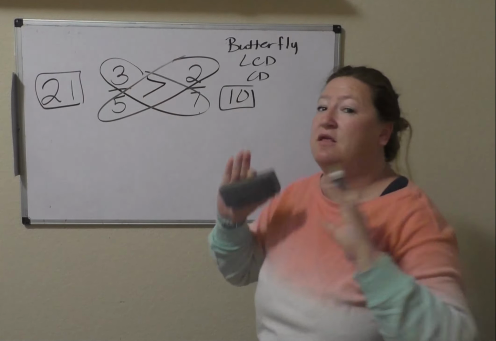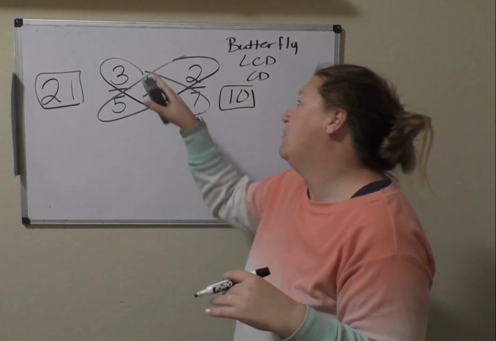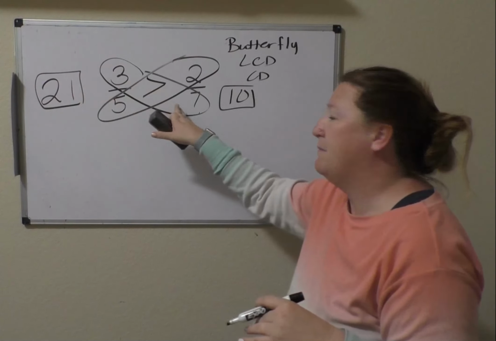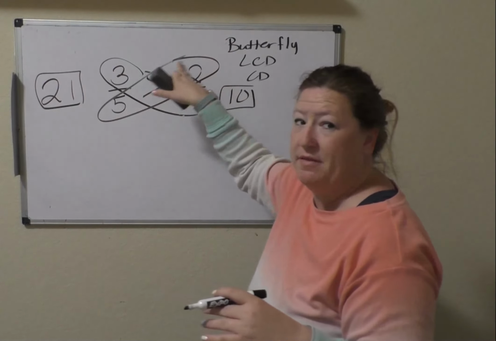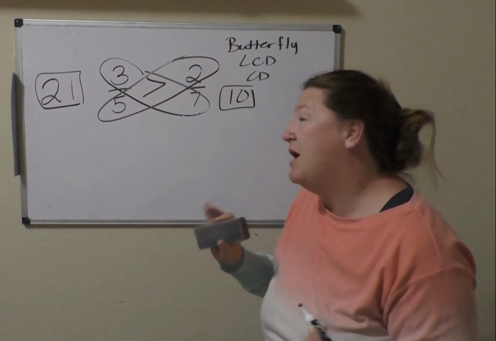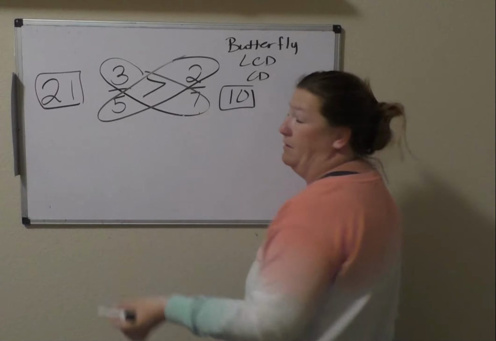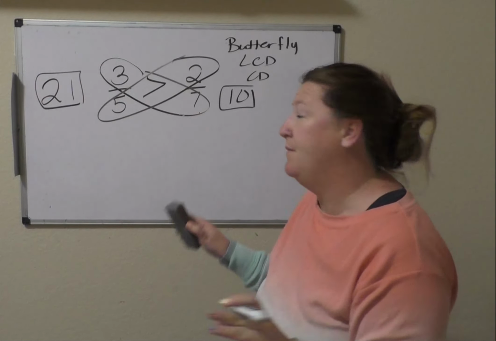So that's the first method. Butterfly: multiply the numerator by the opposite denominator, and then I'm just comparing my whole numbers. So that's number 1.